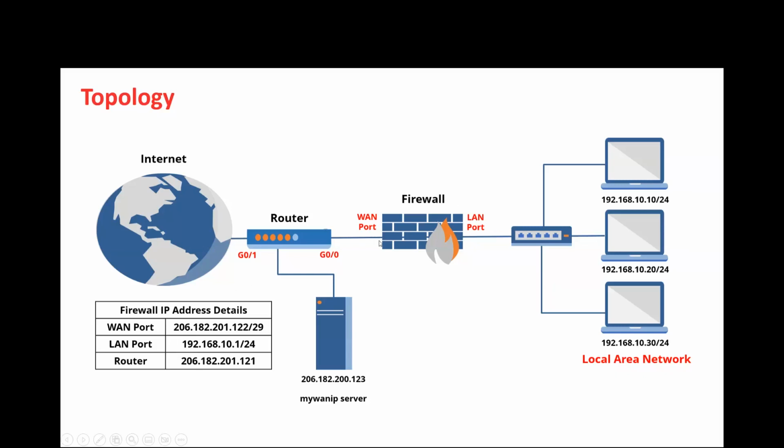And the WAN interface of the firewall is connecting to the router's inside interface. These two interfaces, the WAN of the firewall and the router's inside interface, should have IP addresses in the same subnet. So the firewall WAN interface I have taken as 206.182.201.122/29, and the router's inside interface is 206.182.201.121. So they both belong to the same subnet, right?